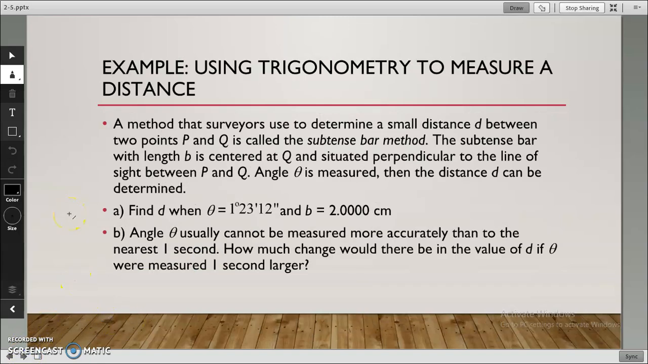It says a method for surveyors used to determine a small distance d between 2 points P and Q are called the subtense bar method. The subtense bar with length b is centered at Q and situated perpendicular to the line of sight between P and Q. Angle theta is measured, then the distance d can be determined. Find d when theta is 1 degree, 23 minutes, 12 seconds, and b is 2 centimeters.